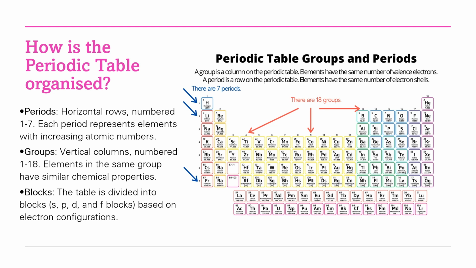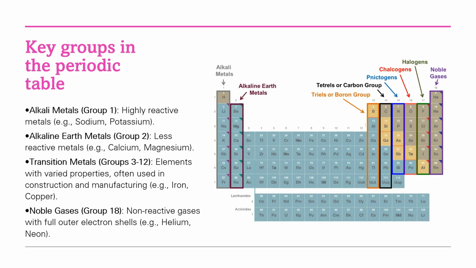Elements in the same period have the same number of electron shells. Electron shells are the energy levels of electrons. Key groups in the periodic table. Alkali metals, group 1. They are very reactive metals, for example sodium and potassium.